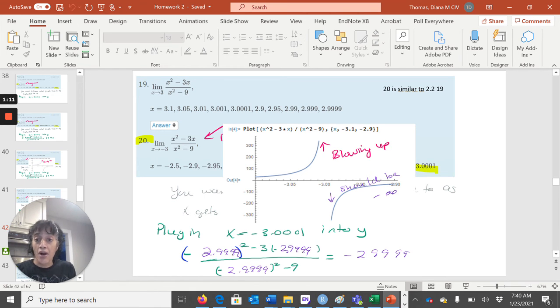Now, I strongly suggest that on number 19 you do the same syntax as I have here, except instead of going negative 3.1 to negative 2.9, you want to go between 2.9 and 3.1. You want to make this interval around the positive 3. You can't plug positive 3 in here. See what happens, because it's not the same thing that happens for number 20. You're going to get something different, and you're going to get the limit to actually exist. So I'm not going to tell you more than that.